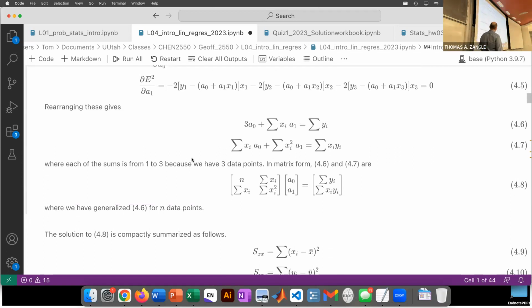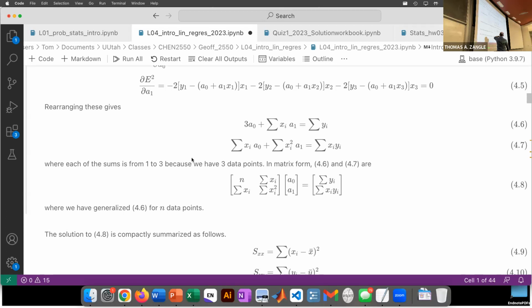So each one of these sums here is a sum from 1 to 3, because again, we're only considering 3 data points so far. We can rewrite this in matrix form, again, to help simplify this a little bit. If you remember how to unravel this in matrix form, we take this row times this column, which is equal to this first value here. This row times this column is equal to this value down at the bottom.